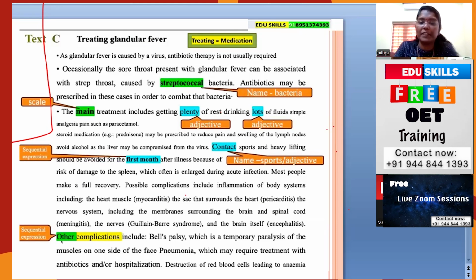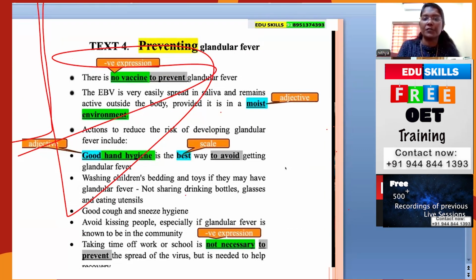Then below that we can see a sequential expression, that is first month. Then in the lower portion we can see other complication. Other is a sequential expression. Text D is about preventing glandular fever.